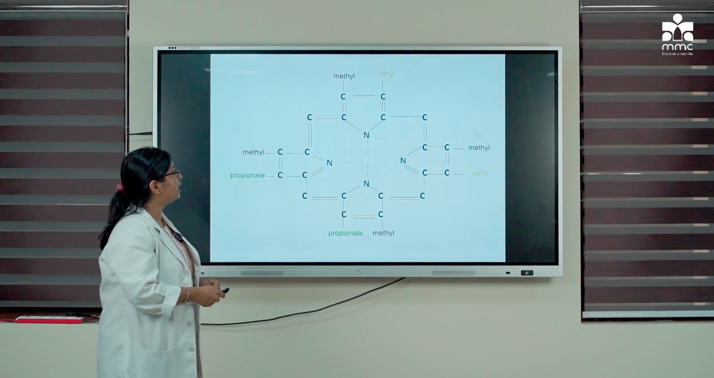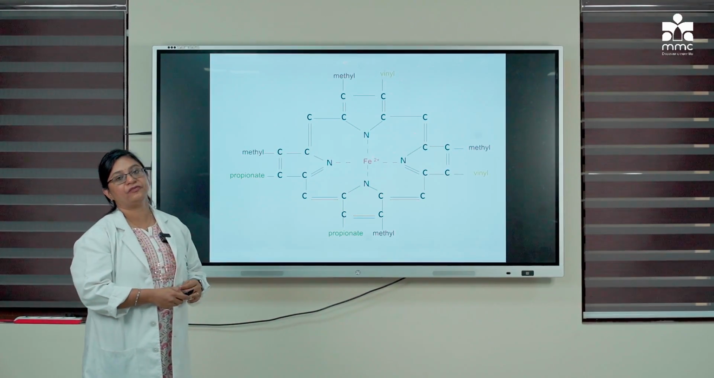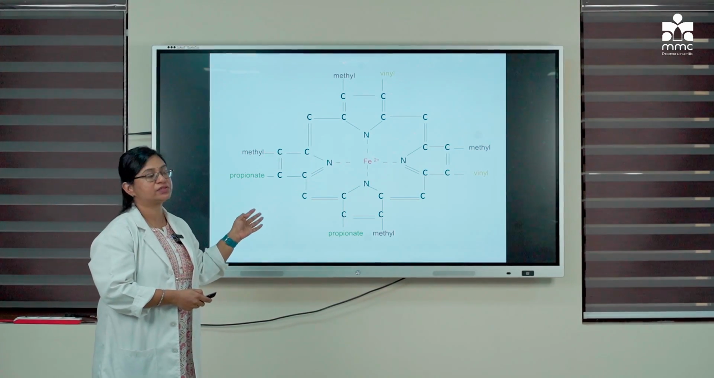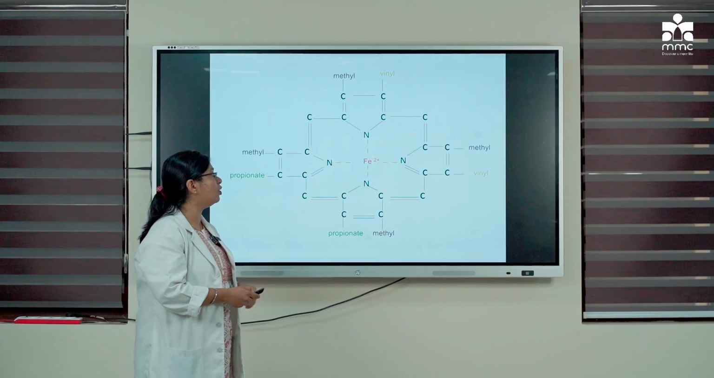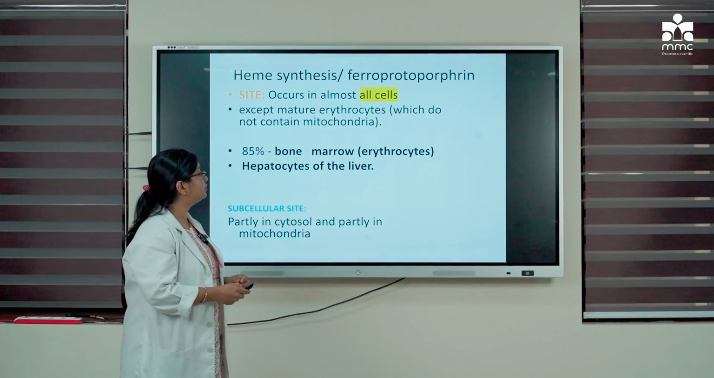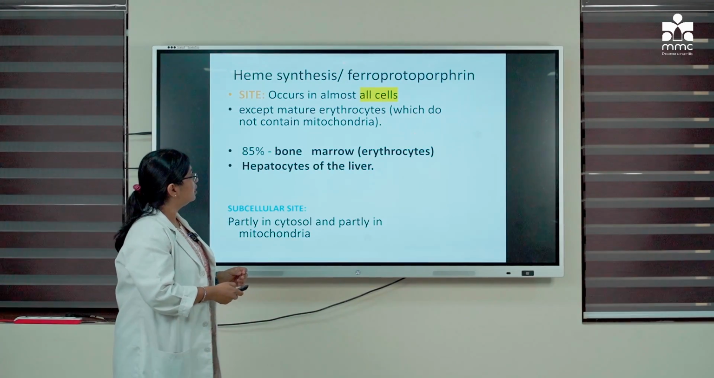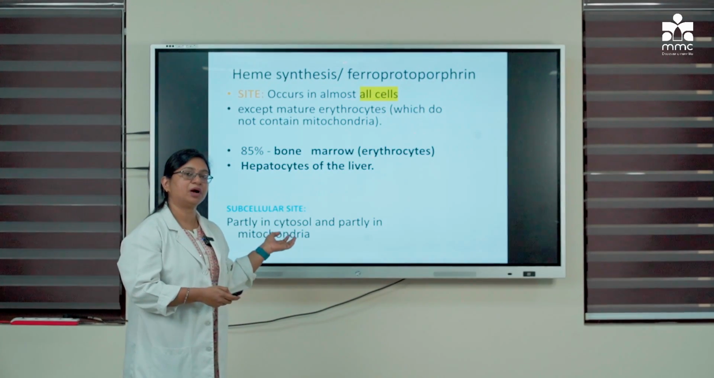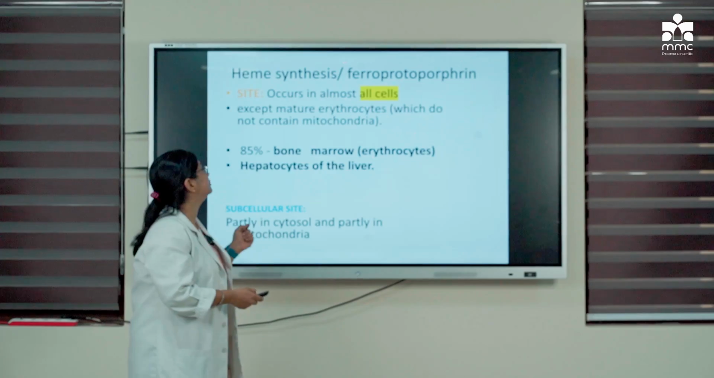So, you have the center iron. Iron is present in the Fe2+ form, and this Fe2+ has a valency of 6. It will be binding to the 4 nitrogens, the fifth bond will be binding to the oxygen molecule, and the 6th bond will be bound to the globin chain.